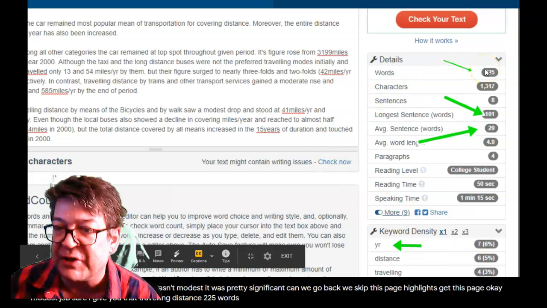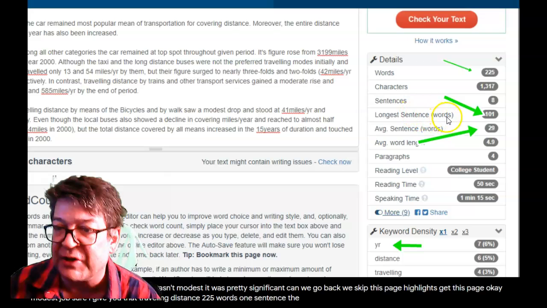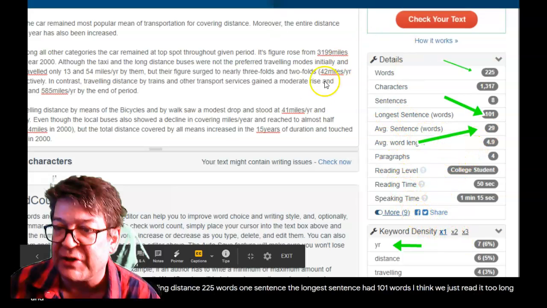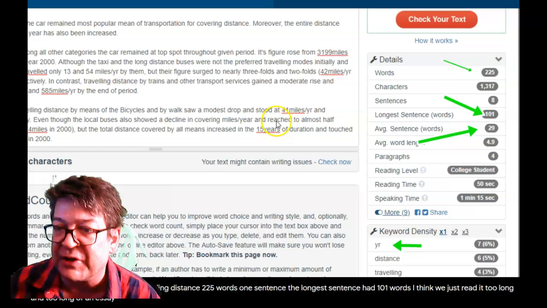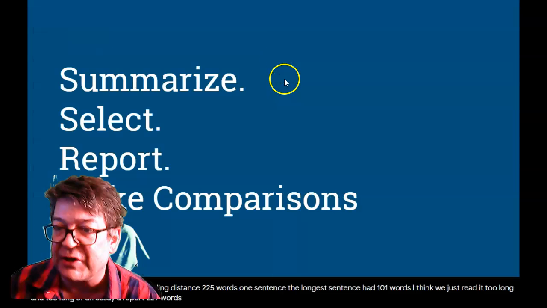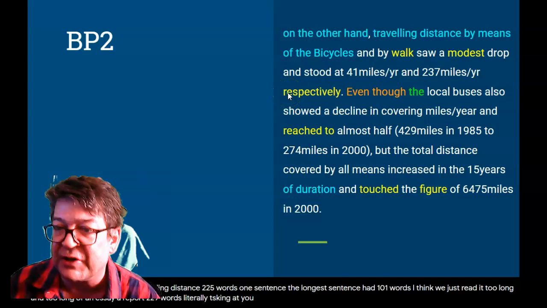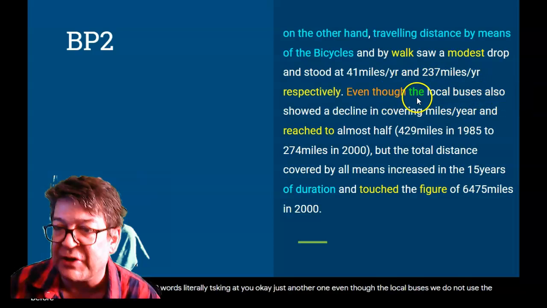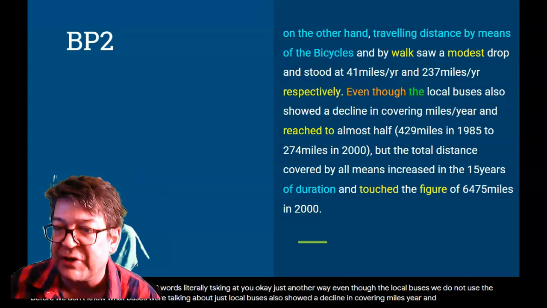225 words. One sentence, the longest sentence, had 101 words. I think we just read it. Too long. And too long of an essay, of a report. 229 words. I'm literally tisking at you. Okay. All right, here we go. This is another one. "Even though the local buses", we do not use "the" before. We don't know what buses we're talking about. Just local buses.